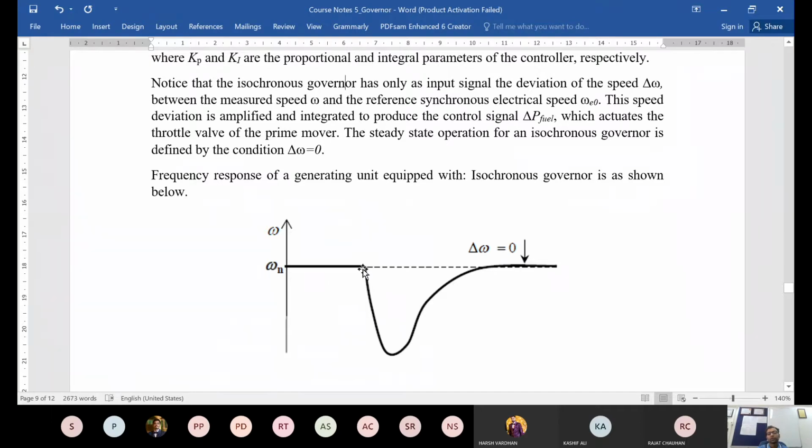If there is a load shift, if there is a sudden load increase, then the frequency drops. But then the governor action is such that it brings it back to the delta omega equal to 0 point. So this line will always be constant. I mean, this line will not shift. That is the characteristic of the isochronous governor. It will just be operating at a constant value of your frequency.